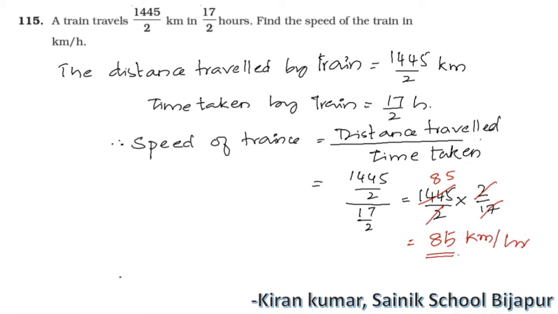So the speed of the train is 85 kilometer per hour.